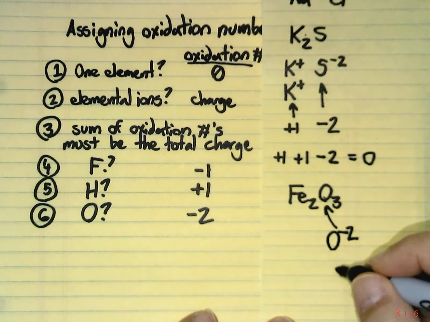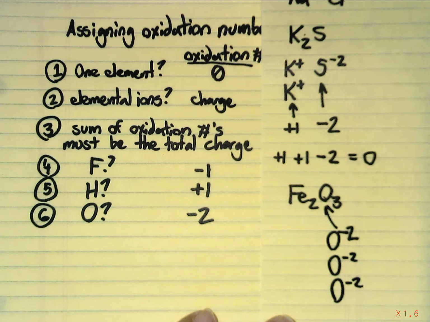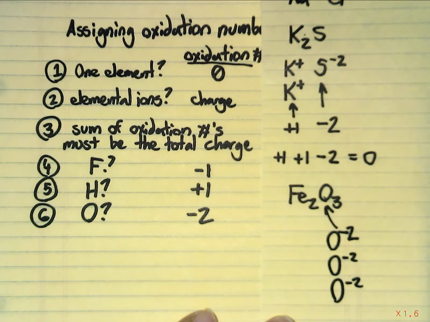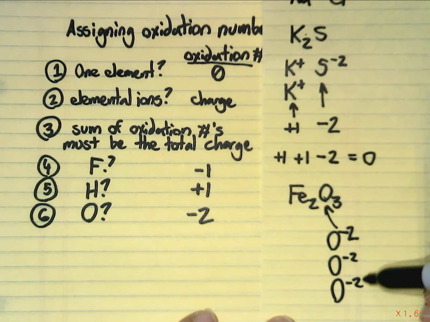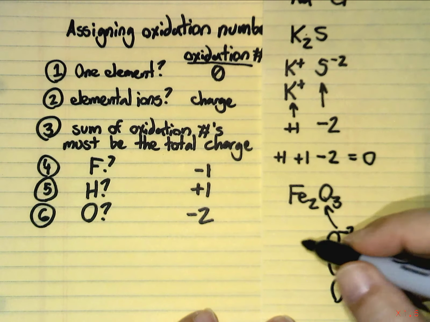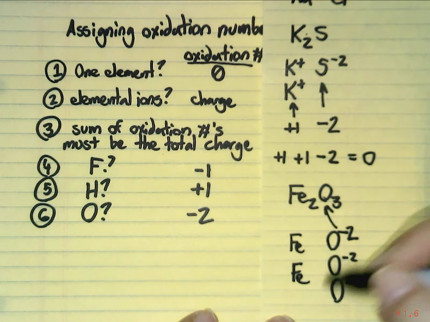You're going to have an O-2, an O-2, and an O-2. Why did I write it down 3 times? Because there's 3 of them in the formula. Each one has got a -2 charge, and so a -2 oxidation number. Now, the total of those 3 is -6. And for this whole thing to stay neutral, I've got to have the total for both of the irons be a +6. So whatever the charge is on each iron, they both have to add up to be +6.